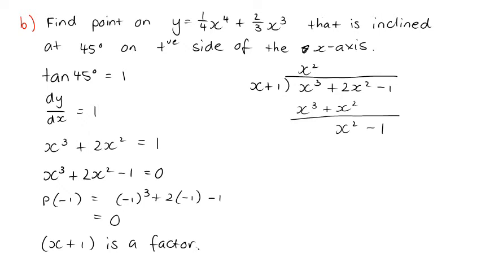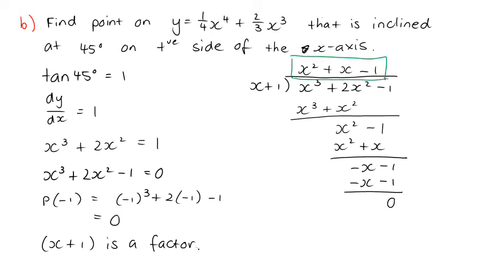Bring everything down. Then what do we times x by to get x squared? It's x. So x times x plus 1 is x squared plus x. x squared minus x squared is nothing. 0 minus x is -x, and bring the minus 1 down. What do you times x by to get -x? It's -1. -1 times x plus 1 is -x minus 1. You minus those, you get 0. So this here is your other factor. Those are your two factors.